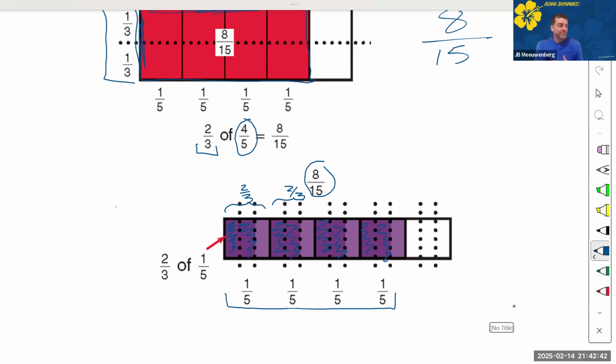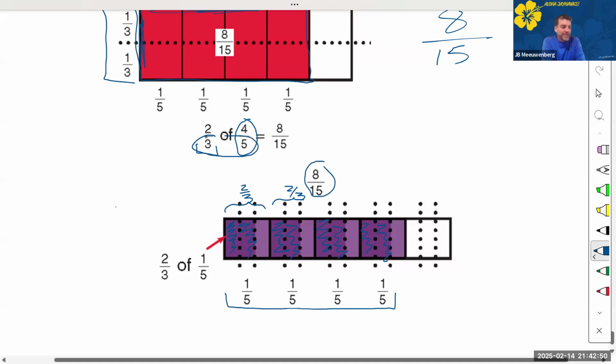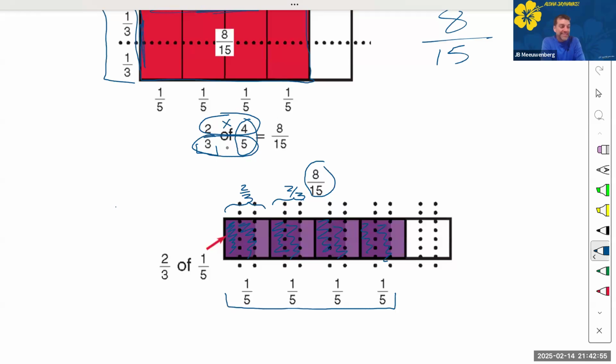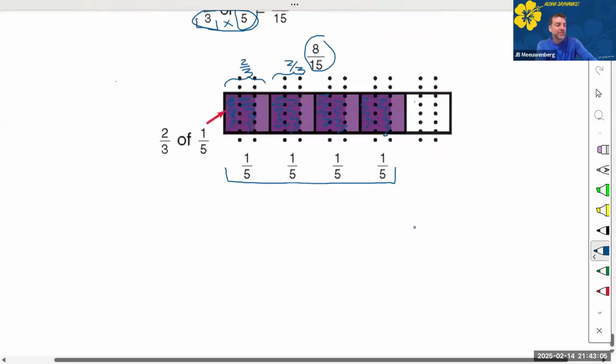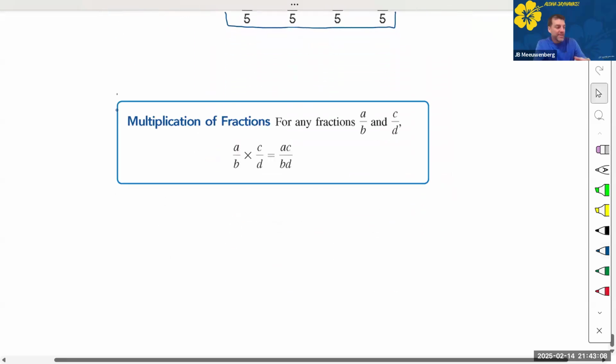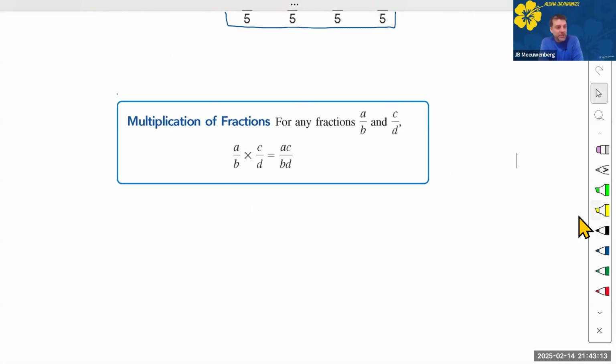If you've been paying attention, what you may have noticed is that with all of these, what we end up doing is just multiplying the denominators together and multiplying the numerators together. 2 times 4 is 8, 3 times 5 is 15. Every single time. That's how we define multiplication of fractions. But we have to start with the visual models first before this makes sense to us. So again, for any fractions a over b and c over d, we are just multiplying the numerators, and then we multiply the denominators.